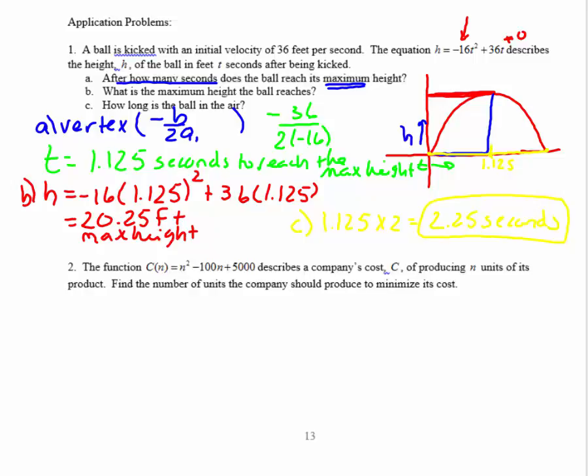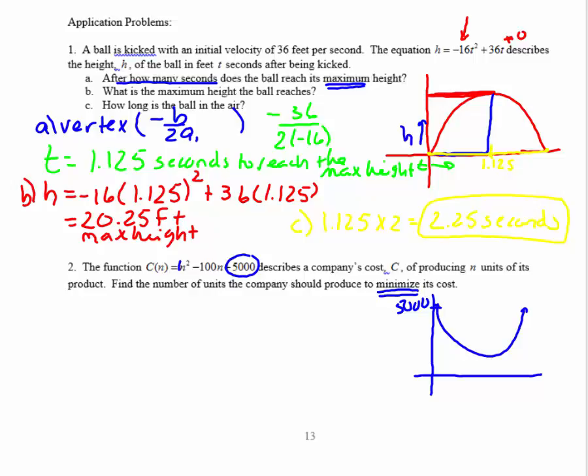Number 2. The function c of n equaling n squared minus 100n plus 5,000 describes a company's cost, c, of producing n units of its product. Find the number of units a company should produce to minimize. Anytime you see maximize or minimize, 99% of the time, they're wanting you to find the vertex. So look at this problem. We do have a plus 5,000. So we know that our y-intercept is 5,000. It opens up because the number in front of n squared was 1. So I know my graph is going to do something like that.